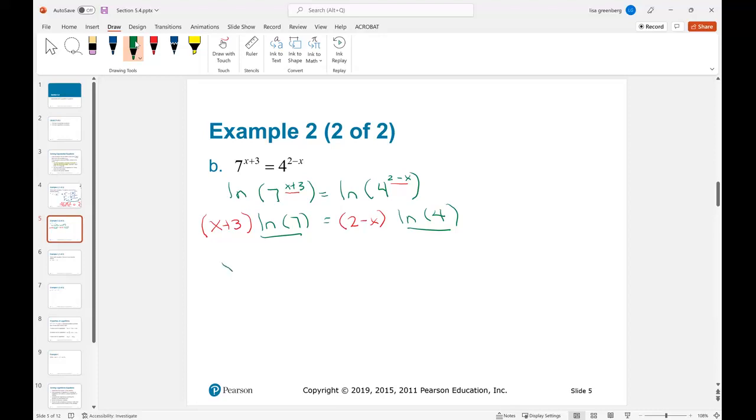So I say my first term is x ln of 7 plus 3 ln of 7 equals 2 ln of 4 minus x ln of 4. So all I did is multiply each term. I multiplied x plus 3 times ln of 7, and I multiplied 2 minus x times ln of 4. And now I have this new equation.